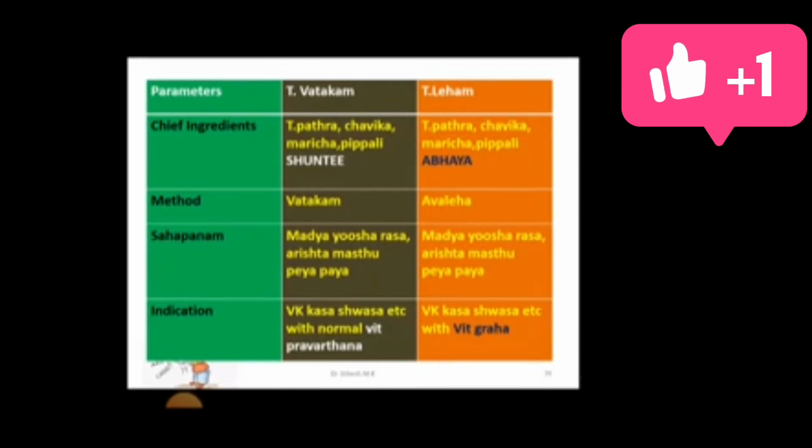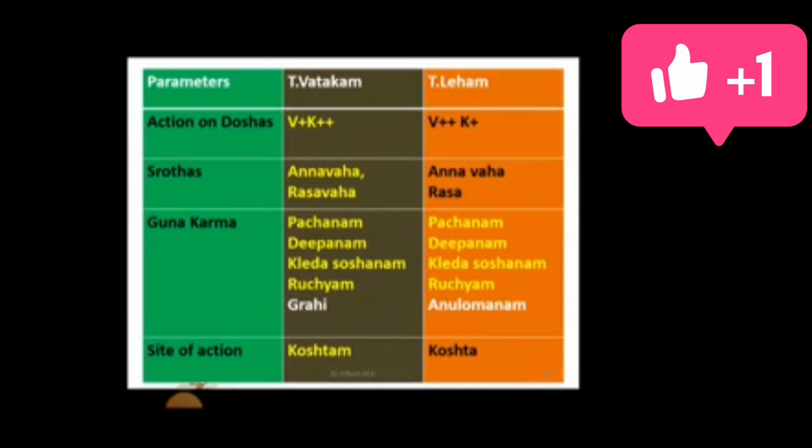So always think Talisapatradi Vataka is not a universal medicine in Kasa and Shwasa. It has a specific indication. Only for the patient with Vata Kapha predominant Kasa Shwasa, you give it with normal Vit Pravartana. Because it has a tendency to reduce the excessive grahya jalamsha from the koshta. At the same time, because of the replacement of Shunti with Abhaya, Talisapatradi Lehya becomes a Vit Pravartana. This is the difference. Both are Vata Kaphashamana only.